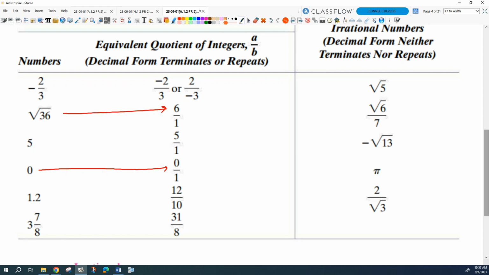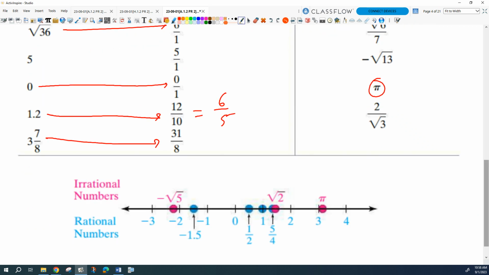1.2 is a terminating decimal, so I could write that as a fraction also, like 12/10, which I could even make smaller, 6/5. And any mixed number, I can turn into an improper fraction, just a single fraction also, right? It's only numbers that have symbols like pi in them or that have square roots of numbers that don't go away, like the square root of 5. We're stuck with that, you can't simplify it. It's not like the square root of 36, right? If I have a number inside that's not a perfect square, I'm stuck with an irrational number, okay?